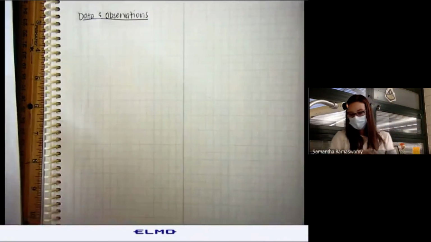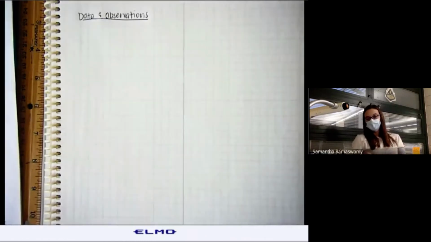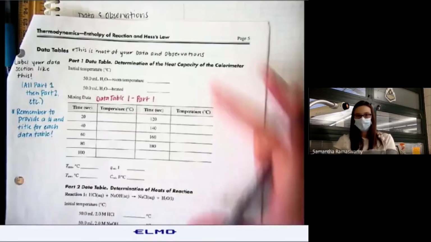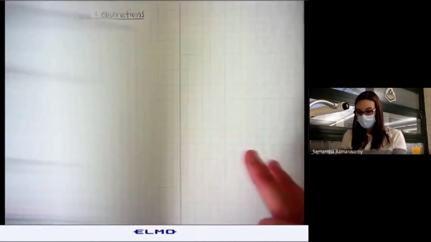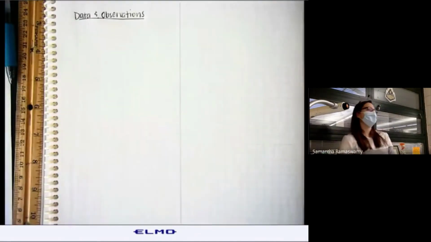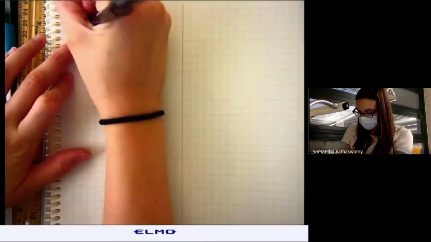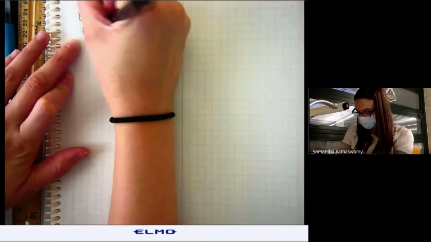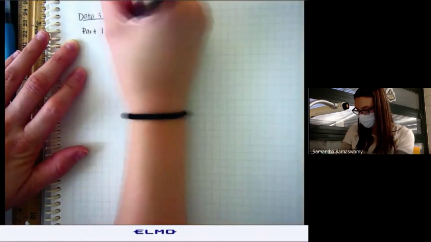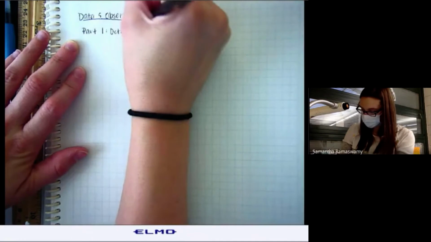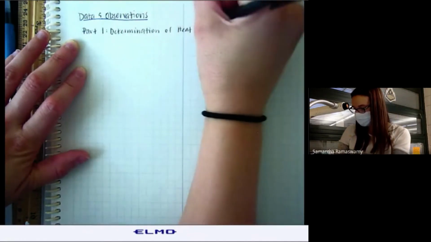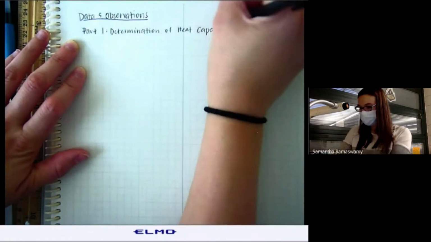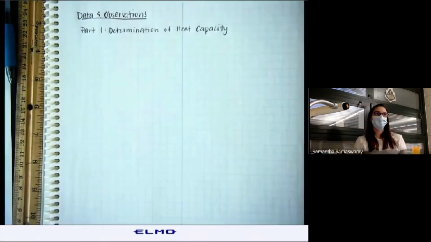So for the data and observations, we're essentially going to take what is in the handout and transfer it to the lab. I know it says part 1 data table, but we're just going to label it part 1, because we'll label all of our data tables appropriately. So I'm going to start by labeling this part 1. Determination of heat capacity. Again, if you're going down one column, keep going down one column. That's fine. I'm just working across.